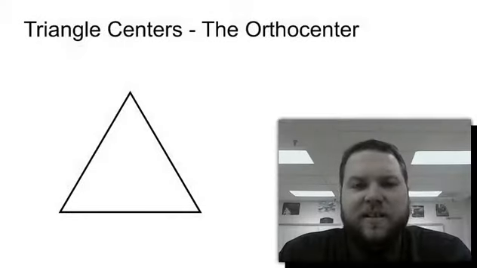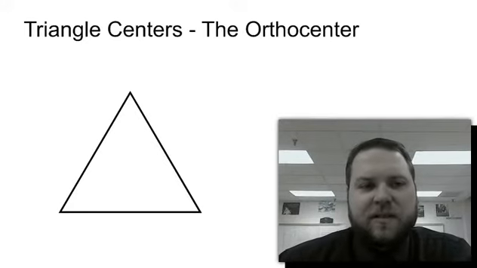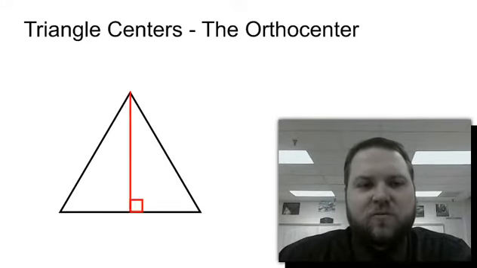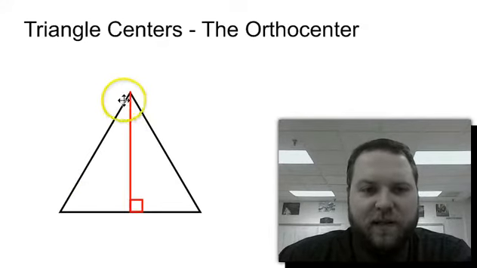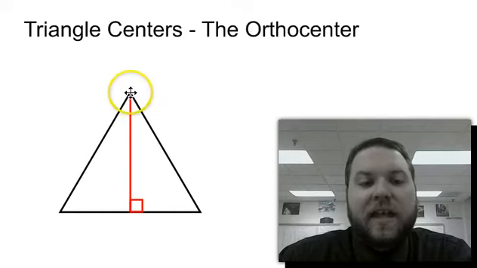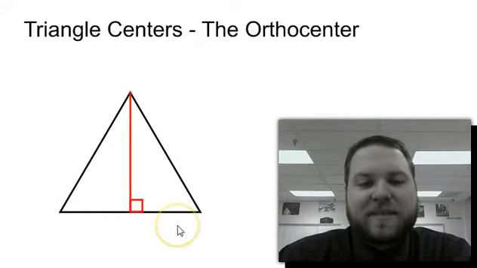Our very last triangle center is pretty simple. It's called the orthocenter. But in order to understand what the orthocenter is, there's a new type of line in a triangle that we need to know about. So here's our situation. I want you to imagine we're drawing a line from the vertex of one of the angles of the triangle, and we're dropping that down so that it is perpendicular to the opposite side.